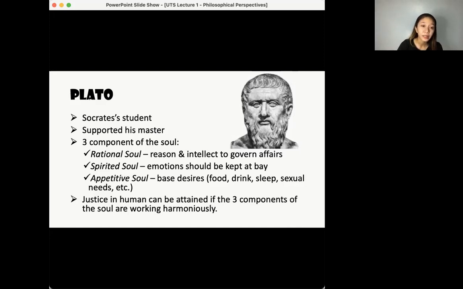So let us discuss the rational soul. Rational soul, reason and intellect to govern affairs. So this rational soul is like siya yung utak tsaka siya yung nagmamanage sa isang tao. While the spirited soul is in charge of our emotion. So it is also the heart of the soul. And then appetitive soul is in charge of our basic needs like eating, drinking, sleeping, etc. So justice in human can be attained if the three components of the soul are working harmoniously. So may justice daw sa soul natin or sa isang tao if these three components of the soul ay nagkakasundo, then the person will become just and virtuous.